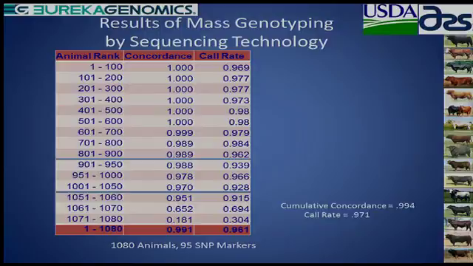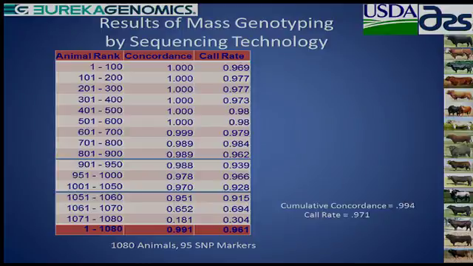This is looking at the same data, but here sorted by animal based on concordance. And you can see again at the top of the list our concordance values are quite good. Even though it looks like we're halfway down the list here, we're actually about 80% of the way through the list when we get down to about 99% concordance. And then it's right at the end that it falls off pretty badly.